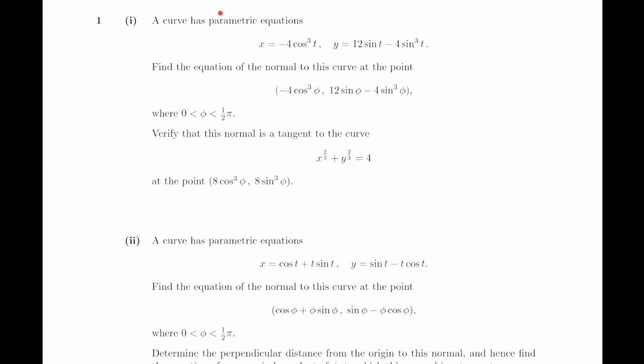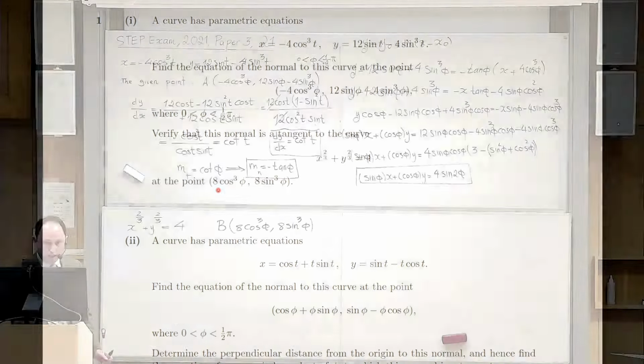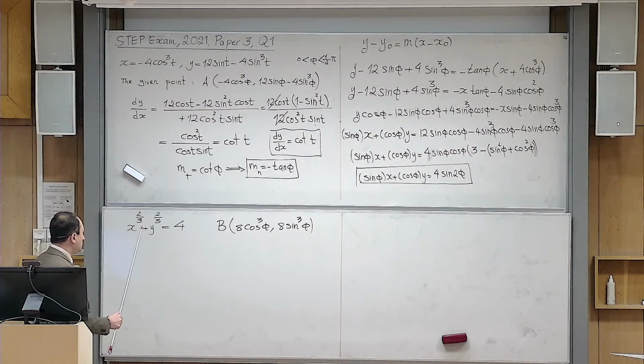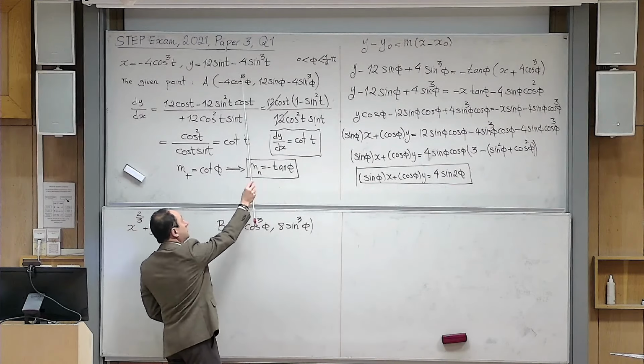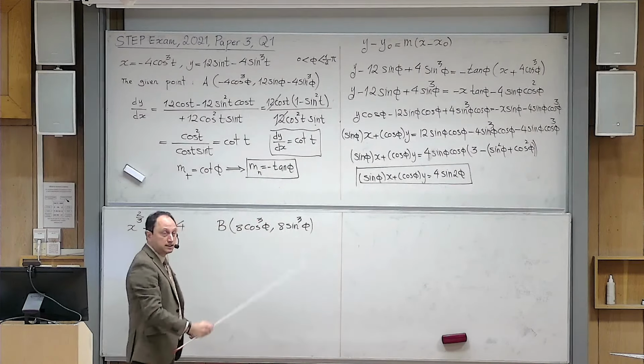So here, we found the normal to the curve at that point, but now we want to show that the normal that we found is tangent to this curve at this point. Okay, now let us see it here. So here, this is the curve given. I want to show that this line, which is normal to that previous curve, is tangent to this curve at this particular point. Of course, this phi is the same phi we started with.